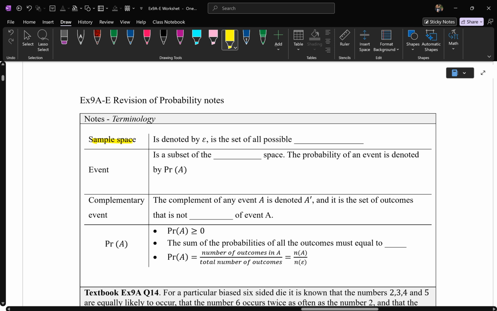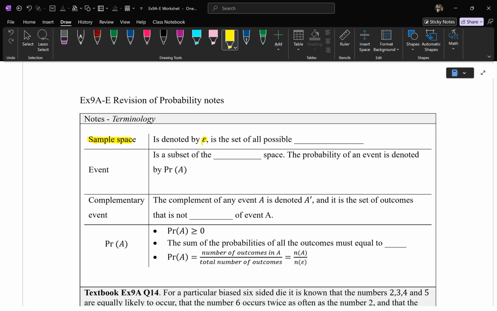Sample space. This is the notation that's called epsilon. You can do like a backwards kind of 3. Right? So epsilon is the set of all possible outcomes, that's the proper term. So results. So here's an example. What's the sample space of rolling a dice? Sample space is equal to?